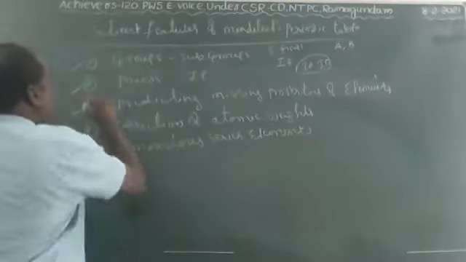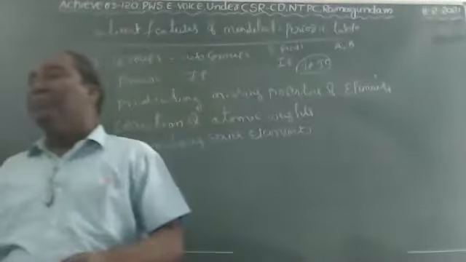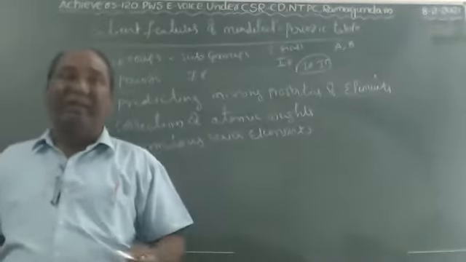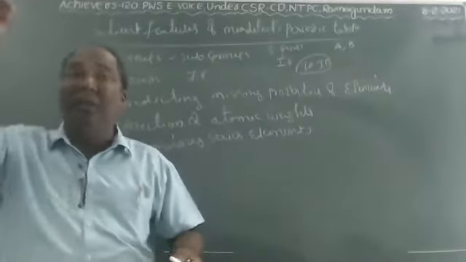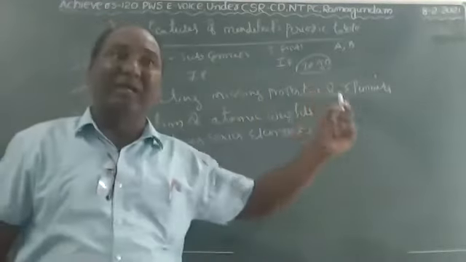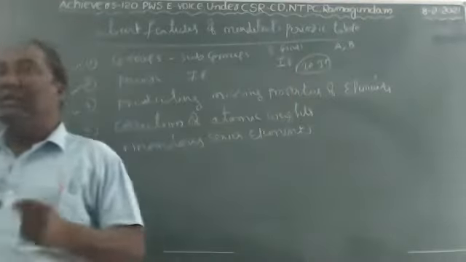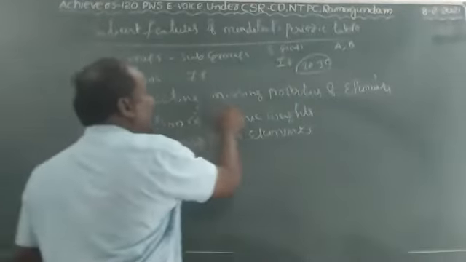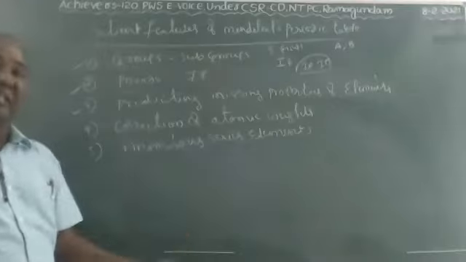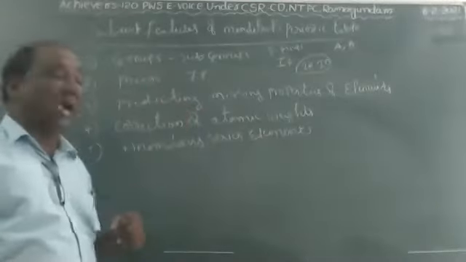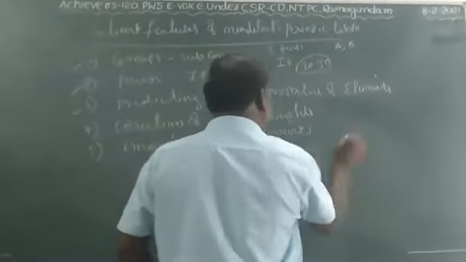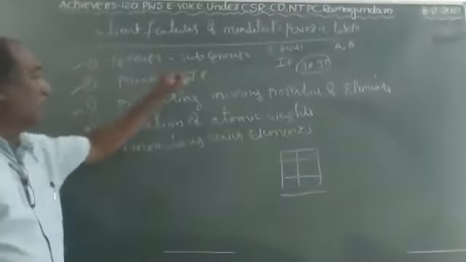Next one is very important here, predicting missing properties of elements. It's a very important topic, children. Mendeleev's periodic table is based on atomic weight. At that time, he did not know what is meant by element and what is meant by atomic number. He believed only in the atomic weight, and according to that he constructed the periodic table. For example, when any element is missing in the rows of Mendeleev's periodic table, Mendeleev predicted the missing properties of the element.